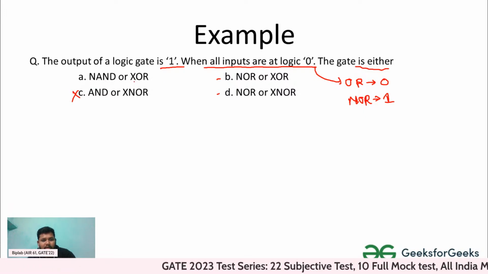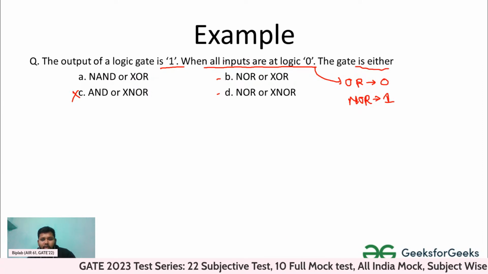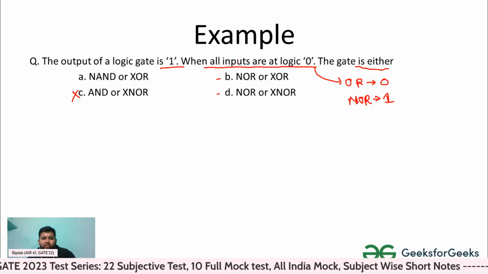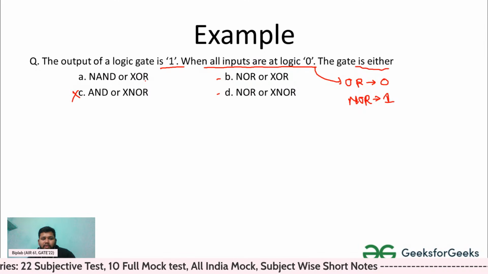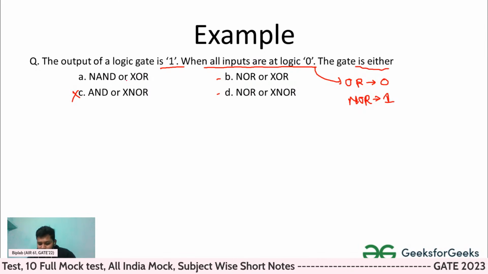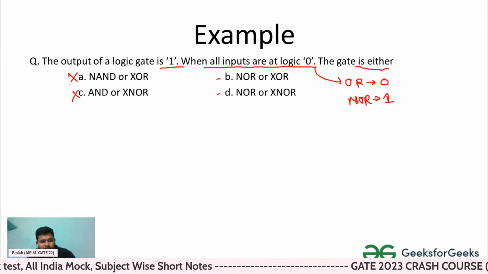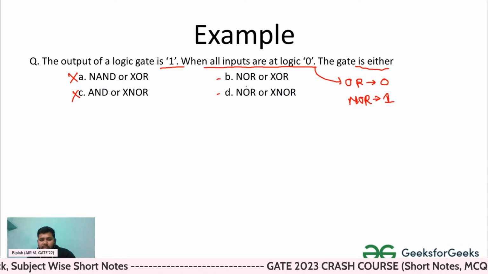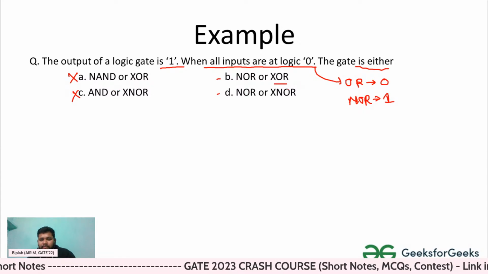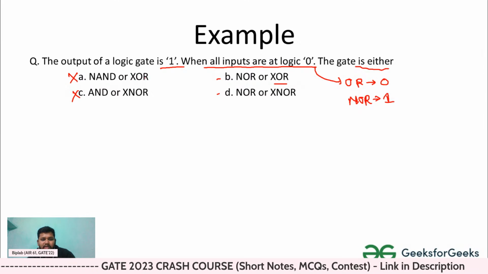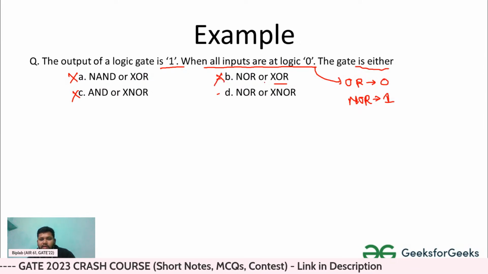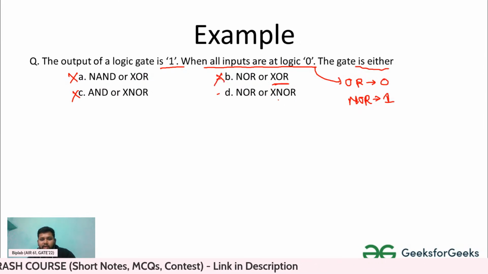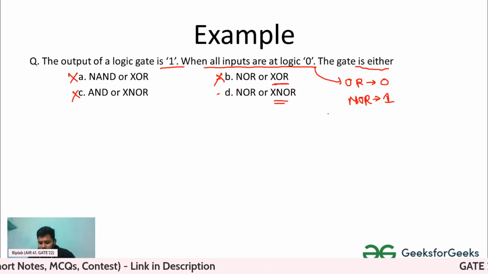They are saying XOR. If all inputs are 0, what is the output of XOR? The output of XOR is also 0, so you can discard A also. Now you have these two. You have discarded this for XOR, so you can discard this again for XOR. That means XNOR is left. So you can try it.